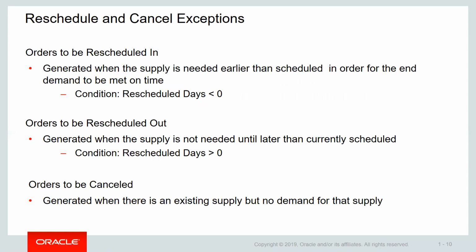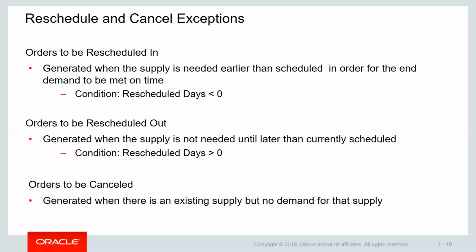The orders to be rescheduled in exception is generated when the supply is needed earlier than scheduled in order for the end demand to be met on time. The rescheduled days calculated by planning is less than 0, indicating the number of days the supply should be moved in.